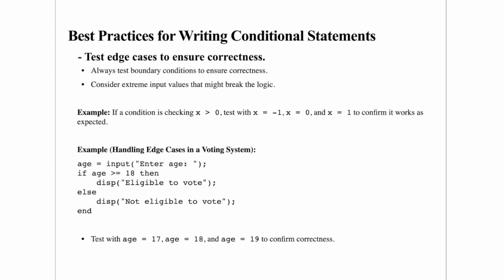The third one is test edge cases to ensure correctness. This is a very simple example, like checking for voting eligibility. We have written that if age is greater than or equal to 18, then eligible to vote, else not eligible to vote. Now we may have three edge cases, which will be less than the threshold value, which is 18, equal to, and greater than the threshold value, to check whether it is working correctly.